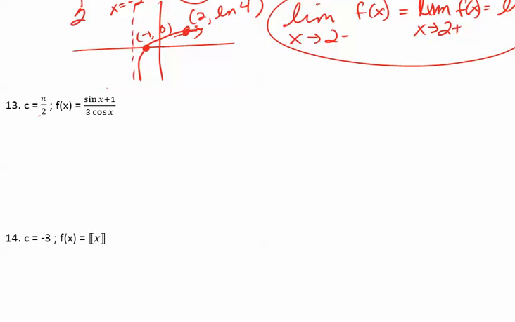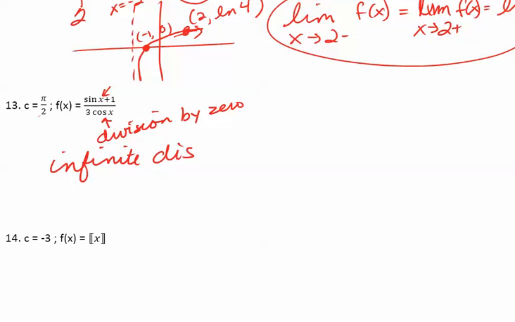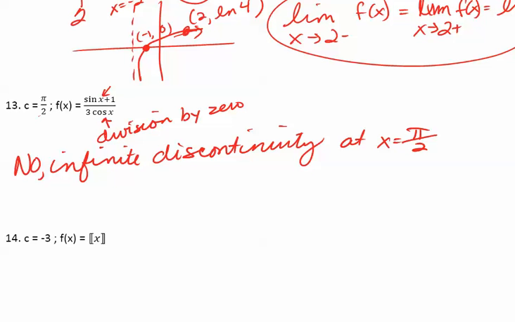Well, if we tried thinking about our limits here, the sine of pi over 2 is 1, but the cosine of pi over 2 is 0. So you can see that we're going to have a division by 0, so there's going to be a vertical asymptote there. So there's going to be an infinite discontinuity at x equals pi over 2. So no, obviously it is not continuous.